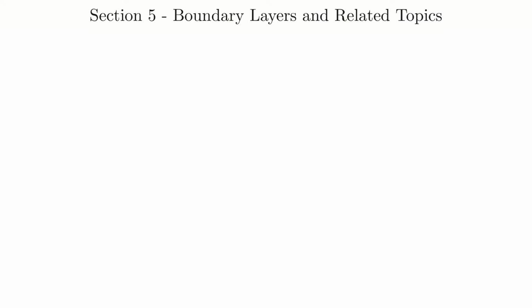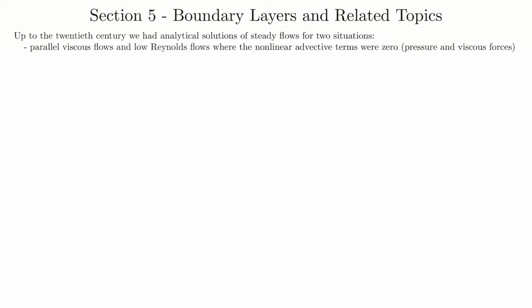Okay, so let's first talk about what boundary layers are and what we use them for. Until the beginning of the 20th century, they were able to get analytical solutions of steady flows for basically two different situations. One of them is what we've already seen back in section 4, where you have parallel viscous flows and low Reynolds number flows, where those nonlinear advective terms were zero. Basically the forces that were balancing there were pressure forces and viscous forces.